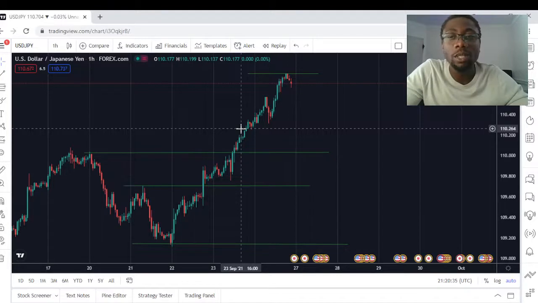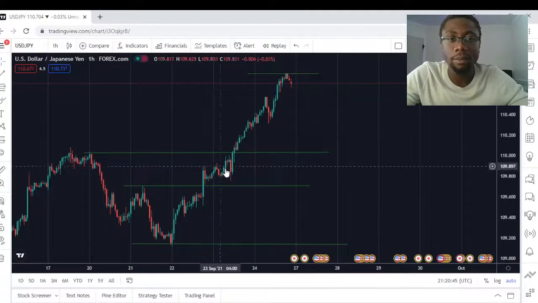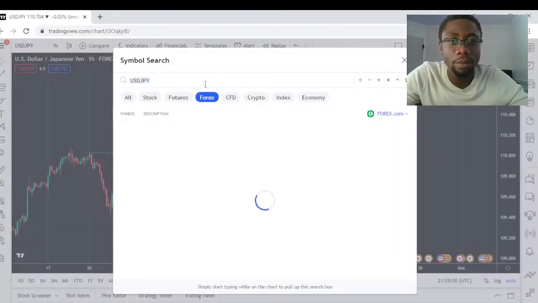And we're going to keep it really simple. We're not going to be looking to guess where the market is going. No, we're going to be trading with the flow of the market using price action as our leading indicator. And I would say that pretty much wraps it up for USDJPY. We'll do a couple more.